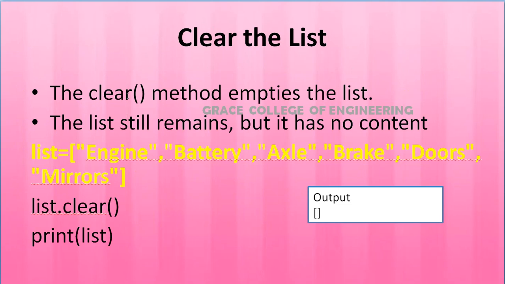Next, the clear method. This method empties the list. So the list is created, list.clear, then print list. You can get the empty list.